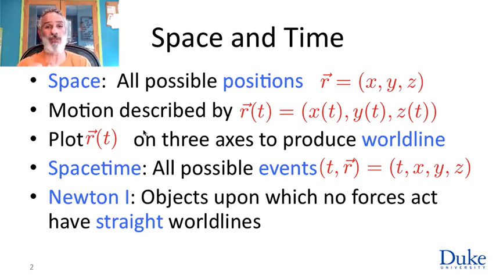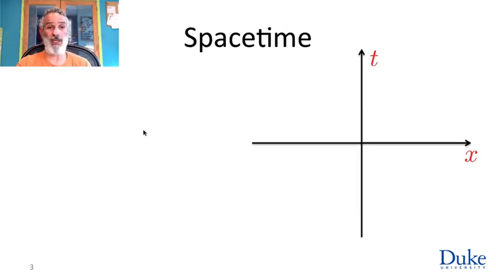Space-time gives us a nice geometric description of objects. The world line of an object upon which no force acts is a straight line in space-time, and conversely, an object whose world line is a straight line in space-time is an object upon which no forces act. So space-time is useful. File that away. We'll come back to it.